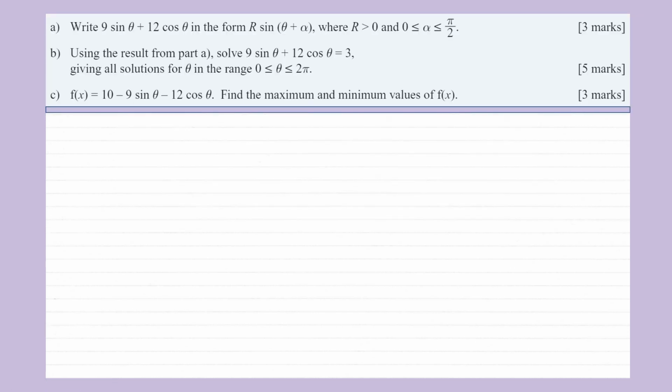Let's put these to use and you'll see how useful they are. So in this question, you've got to write 9 sine theta plus 12 cos theta in the form R sine (theta plus alpha), where R is greater than 0 and alpha is between 0 and pi over 2.